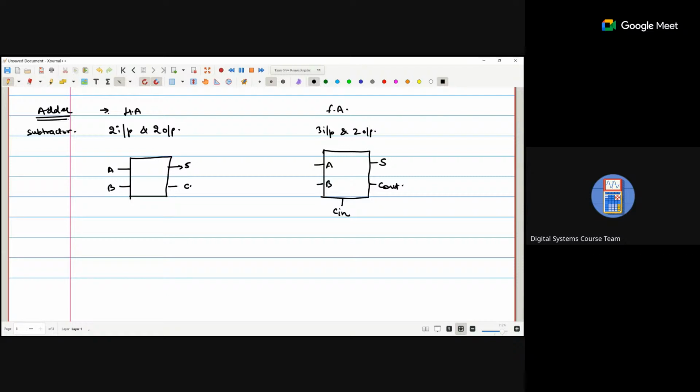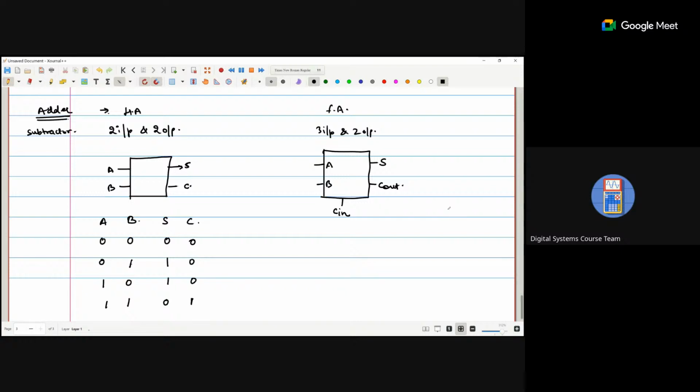Okay. So if we draw the truth table of that one, so what is the A, B, sum and carry? If both are 0, 0, sum is 0 and carry is 0. 0, 1, sum is 1 and carry is 0. 1, 0, sum is 1 and carry is 0. And 1, 1, sum is 0 and carry is 1.